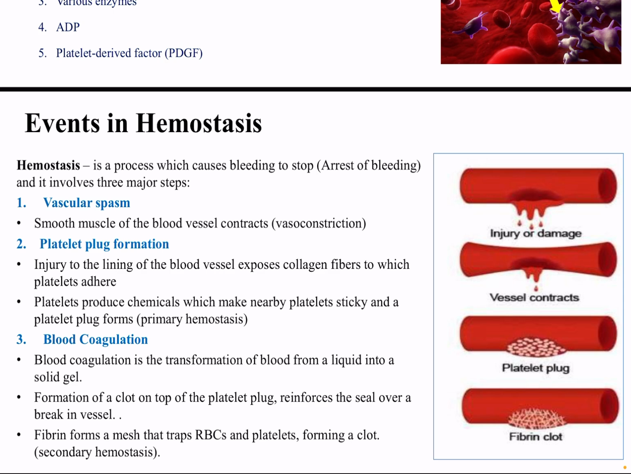A thrombosis which occurs in the intravascular part without injury is due to disruption of the endothelial cells and exposure of collagen, which triggers the cascade of reactions leading to formation of platelet block and coagulation. Coagulation is the secondary hemostasis. Secondary hemostasis is the process of blood coagulation.